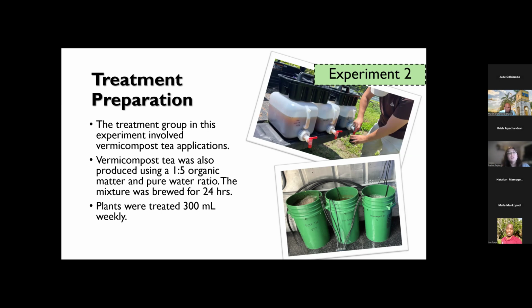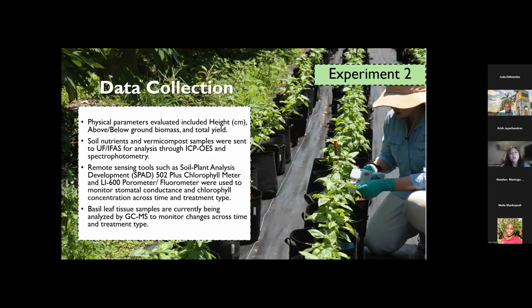And so additionally, the vermicompost was again obtained from the same place, Lion Fruit Farms, and the treatments were applied weekly for this experiment, just because it was a 6 to 7 week experiment. I gave the plants 300 milliliters each. For the control, again, that one only received pure water instead. For this experiment, we also collected a lot of different physical and chemical measurements.